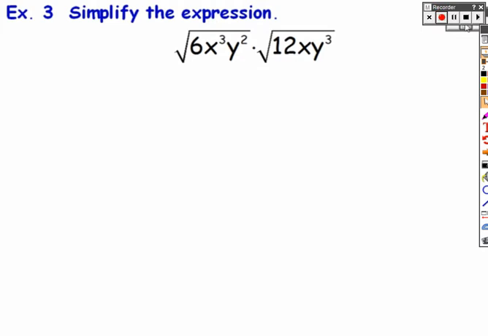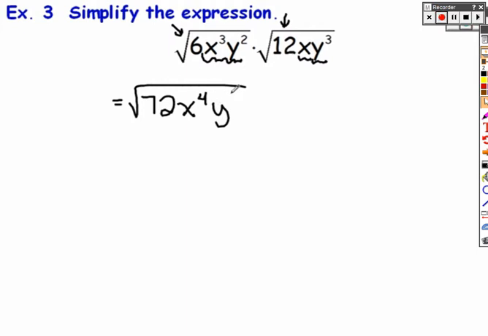So this allows us to complete problems such as example 3. I don't really know what the square root of 6 is. I can approximate it. I don't know what the square root of 12 is off the top of my head. But if I combine these, I get the square root of 6 times 12 is 72. If I combine my x terms, I have x cubed times x gives you x to the 4th. And then I have a y squared times y cubed, which is y to the 5th. And then from here, we can simplify. If you want to try this on your own, pause the video.